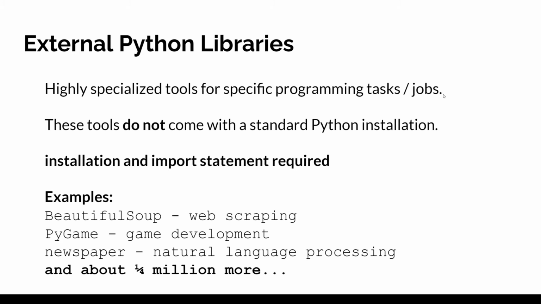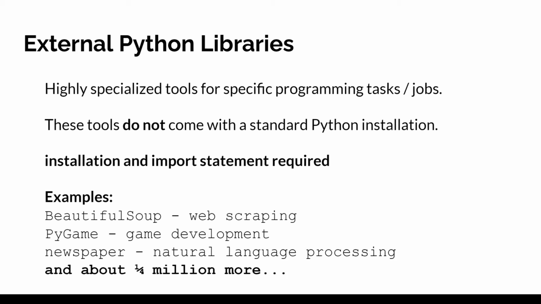Some examples of external Python libraries are Beautiful Soup, which is used to scrape the web. That's where we go out and we look at millions or billions of web pages at a time and gather their data and analyze that data. That's part of what Beautiful Soup can do for us. Obviously, that's kind of a job. If you think about what a software developer might do, that's a very specific job.